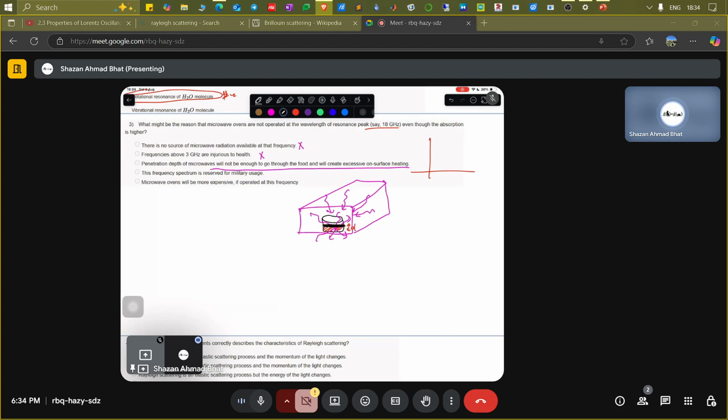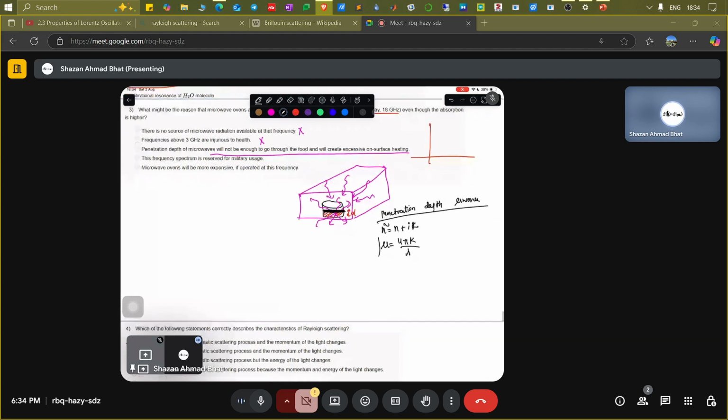And what will it depend upon? It will depend upon penetration depth. Penetration depth of what? Of microwave, obviously. And we have talked about that if you have the refractive index to be n plus i kappa, you can write the absorption coefficient mu as 4 pi kappa divided by lambda. Okay, so this is the absorption coefficient.